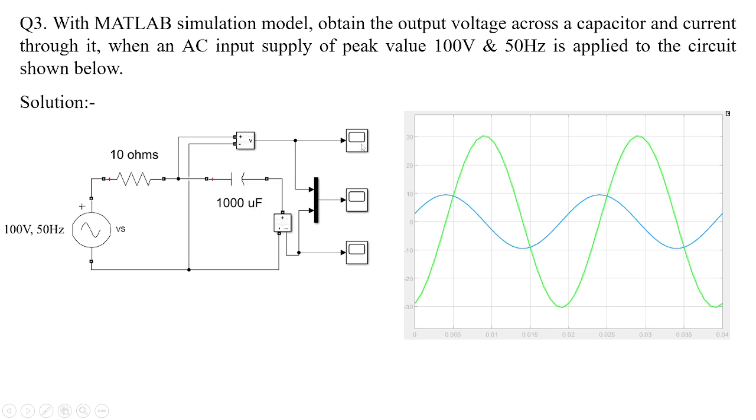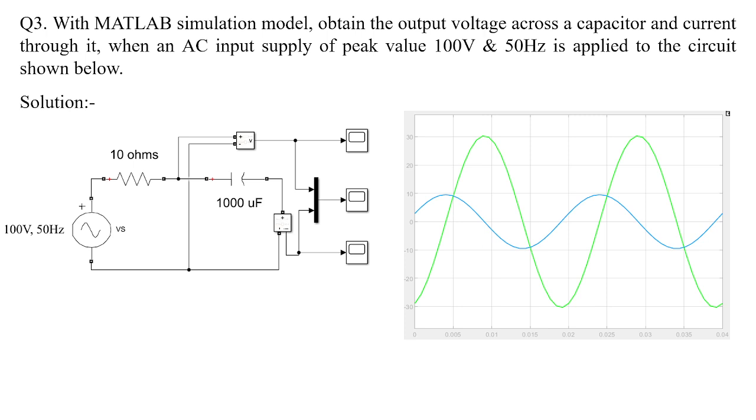In the waveform, I can have a scope of individual voltage, individual current, or I can have the combination of voltage and current with the help of a mux arrangement. And here you can see the voltage and current waveforms. So how do we get these kinds of waveforms in a practical MATLAB model?